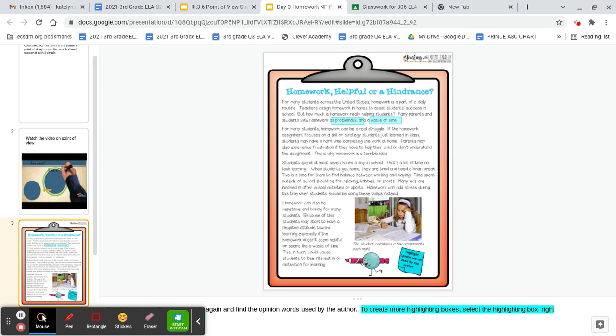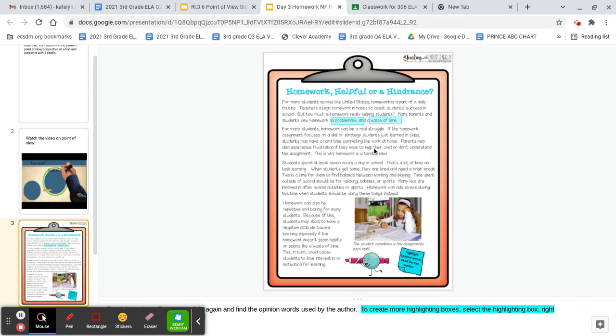So I'm going to stop and think. I already see a lot of keywords showing me negative: terrible, problematic, waste of time, struggle. I also see frustration. All of those words signal to us that it's not a positive thing. So we clearly can see the author's point of view, thinking that homework is negative. So now let's go back and think about the reason why.